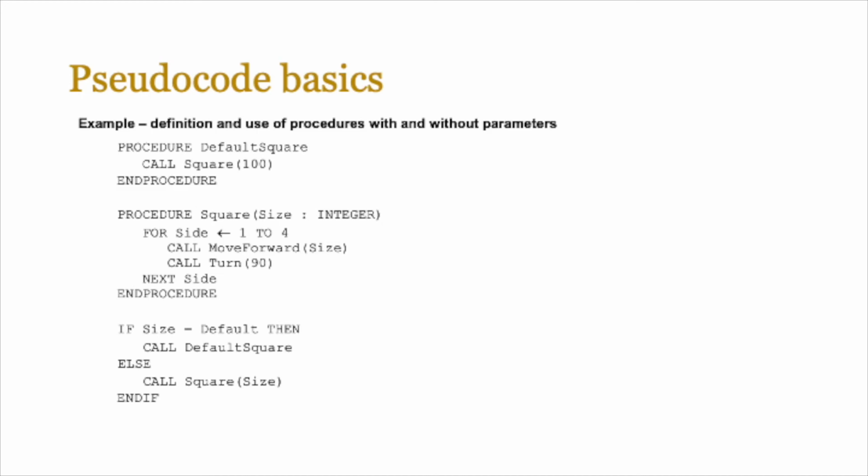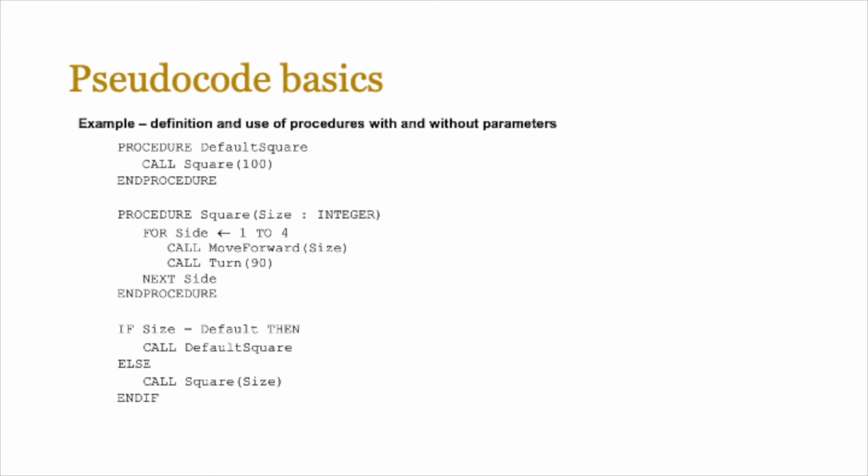So the first one, called default square, is calling a second procedure called square. You jump to the second procedure there, and the size in this case is a parameter of 100, which should be an integer. There's a loop there which says that squares have 4 sides. So for side 1 to 4, call move forward and whatever the size is. Because there's 100 sizes, you call another procedure and then you pass the parameter size, which in this case will be 1. And then you call another one which is called turn, and then you turn 90 degrees, and you kind of repeat that.